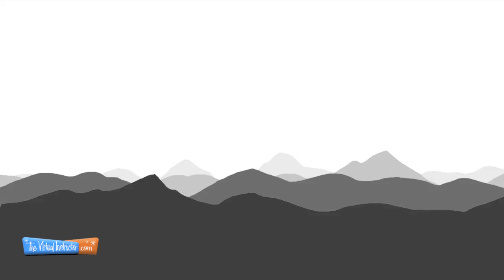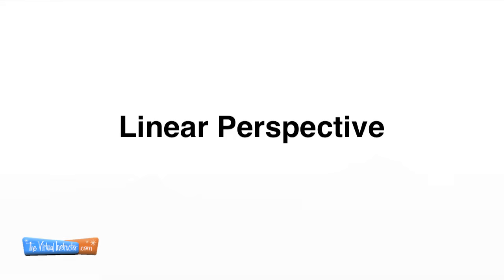The sixth way to create the illusion of space on a two-dimensional surface is through linear perspective. There are 3 different forms of linear perspective. We'll discuss 2 of the 3 here. The 3 types of linear perspective are 1-point perspective, 2-point perspective, and 3-point perspective. Let's begin by taking a look at 1-point perspective.